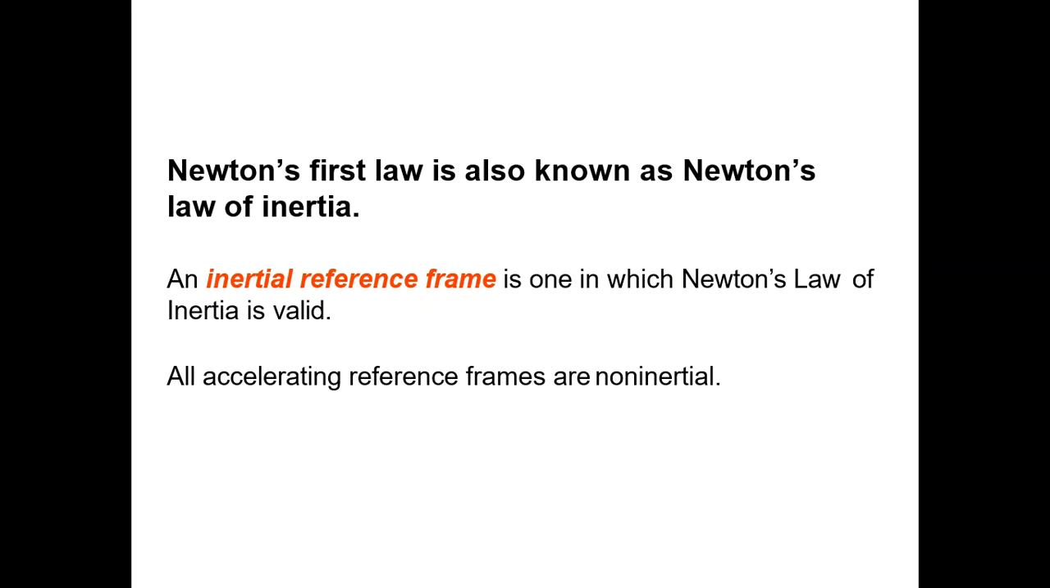It's also called the law of inertia, and it's also kind of a sneaky way of defining an inertial reference frame. So this is kind of circular. An inertial reference frame is one in which Newton's law of inertia is valid. That doesn't really tell you a lot until you think about it a little bit. Where are they not valid?